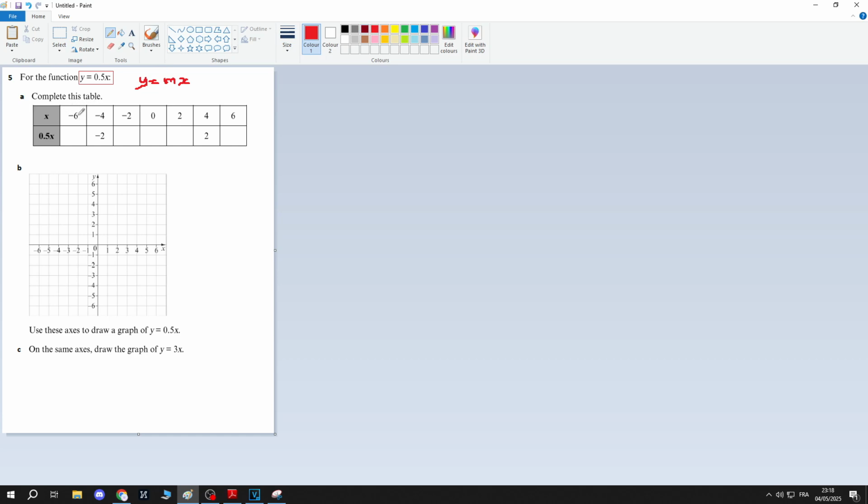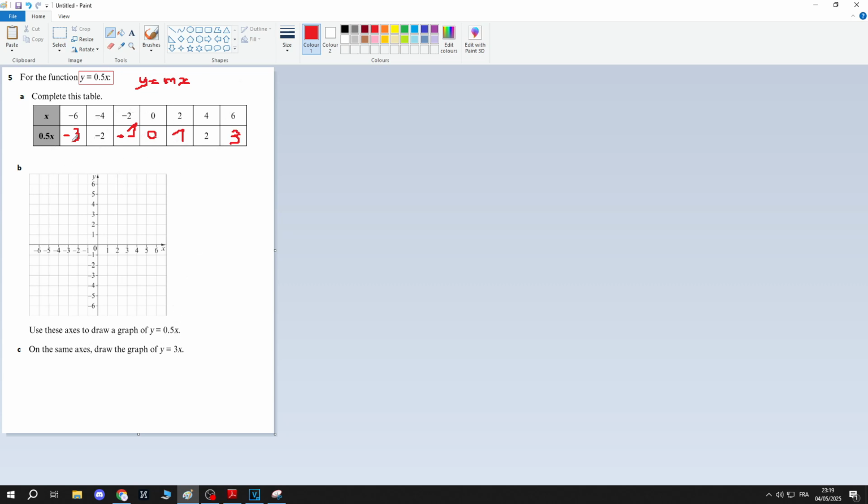So -6 here multiplied by 0.5 is -3. And if you're wondering how I did it so fast, well, that's very simple to answer. It's because when I multiply something by 0.5, it is as if I divided it by 2. So -2 multiplied by 0.5 is the same as saying, what's the half of -2? -1. What is the half of 0? 0. What's the half of 2? 1. What's the half of 4? 2. What's the half of 6? 3.